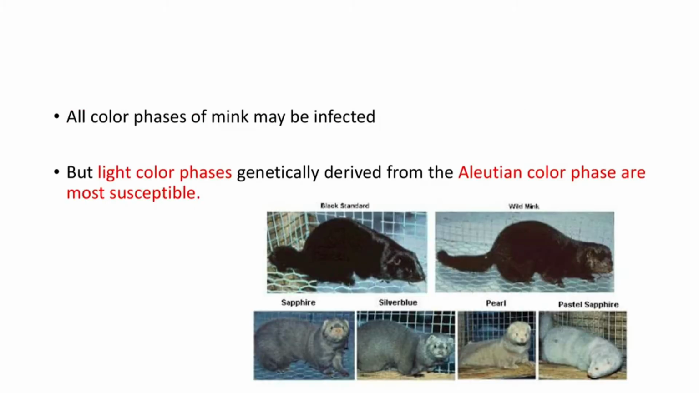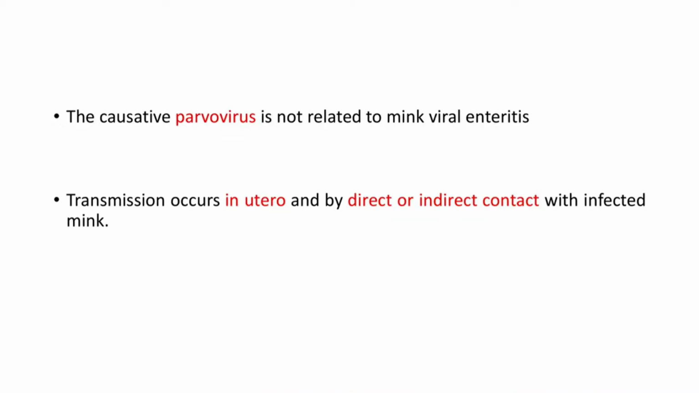All color phases of mink may be infected, but light color phases, which are genetically derived from Aleutian color phase, are more susceptible. So in the picture here you can see the dark and light colored phases of minks, and the light color phases genetically derived from Aleutian color phase are more susceptible to this disease.